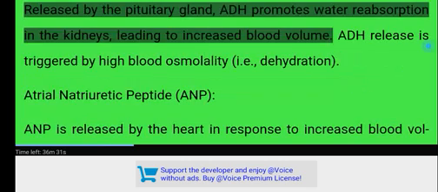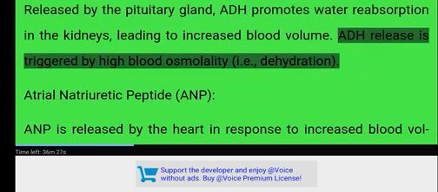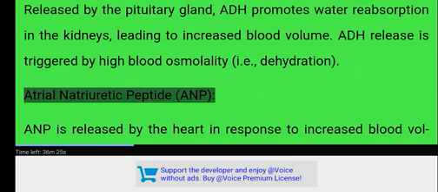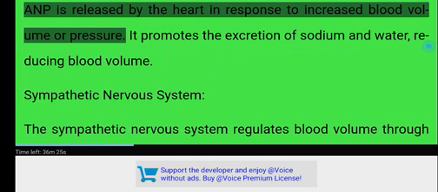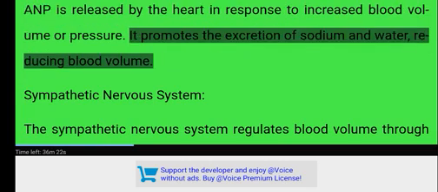Antidiuretic hormone, ADH. Released by the pituitary gland, ADH promotes water reabsorption in the kidneys, leading to increased blood volume. ADH release is triggered by high blood osmolality, i.e., dehydration. Atrial natriuretic peptide, ANP. ANP is released by the heart in response to increased blood volume or pressure. It promotes the excretion of sodium and water, reducing blood volume.